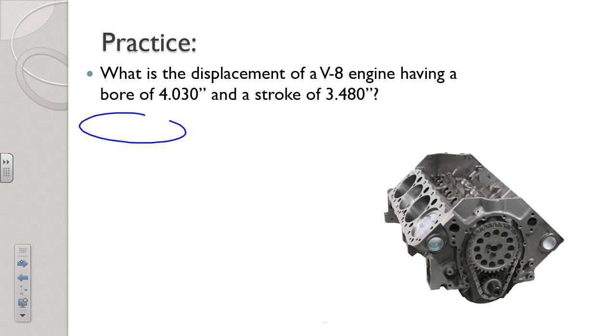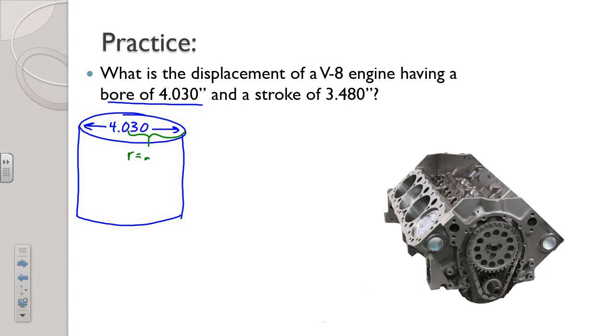Okay, here again, we've got a cylinder. Let's figure out what the volume of one of them is. The bore is 4.03, that is our diameter. And since the bore is 4.03, we can conclude then that our radius is half of that, 2.015 inches. Our stroke is 3.48, so that is the height of our cylinder. And then we're ready to compute.